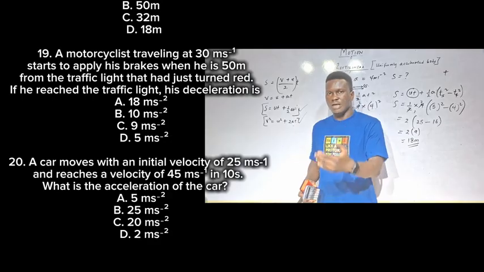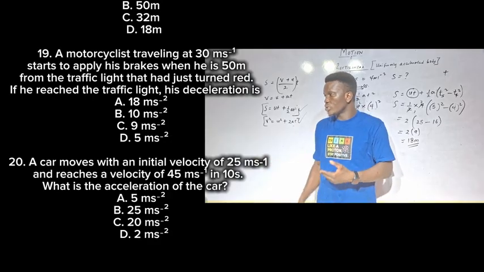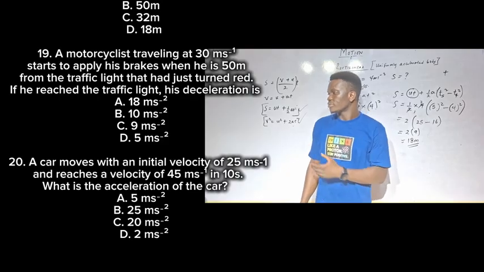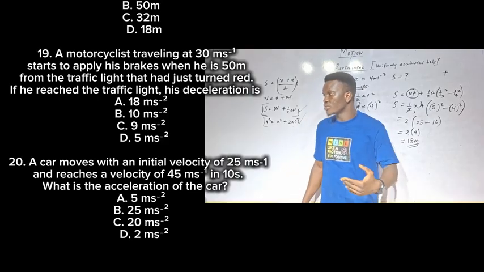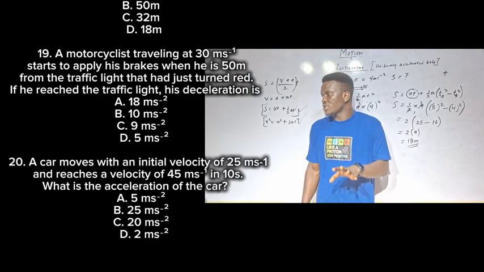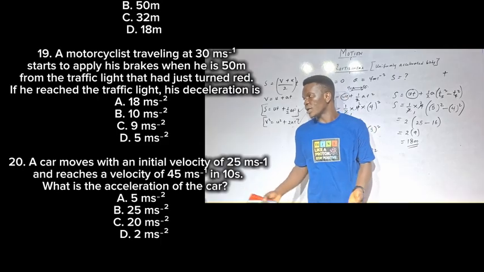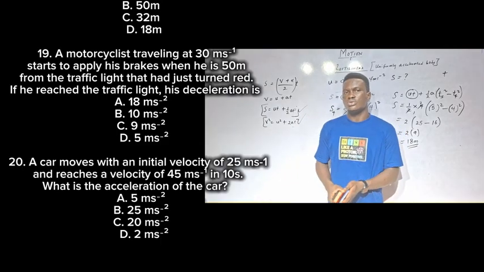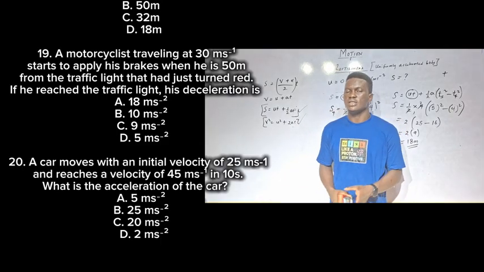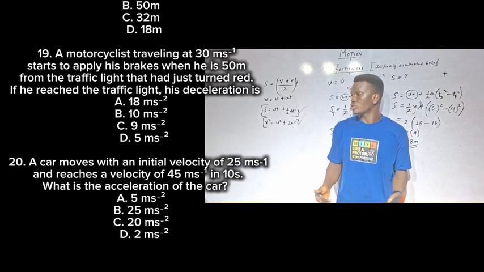If he's going to stop, that means v will be 0, u is going to be 30, and it's going to cover a distance of 50 meters before it stops. That means the distance is 50 meters after you have seen the red light. So you are asked to calculate its deceleration. Do that and tell me what your answer is in the comment section, so that we'll be sure you have followed the class through.